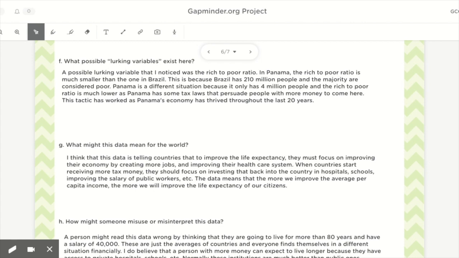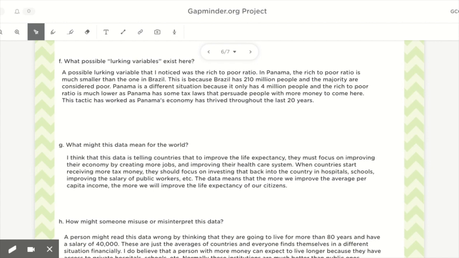Panama has a different situation because their population is 4 million people, and the rich to poor ratio here is much lower than it is in Brazil because Panama has some tax laws that persuade people with more money to come here. This tactic has worked as Panama's economy has thrived throughout the last 20 years.